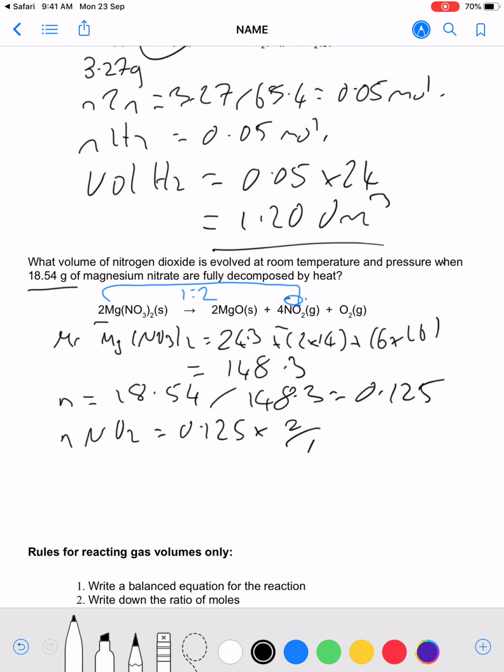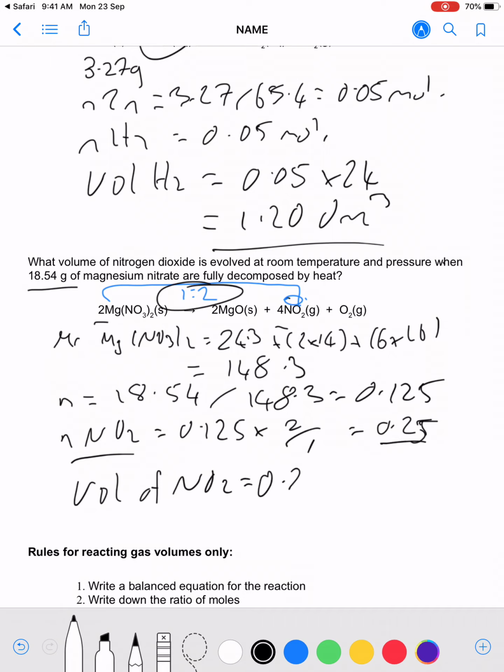So the moles of NO2 is 0.125 times 2 over 1. Why is it 2 over 1? Because that's the reacting ratio. So that equals 0.25 moles of my NO2. Now I'm home and dry. My volume of NO2 will equal 0.25 times 24, which equals 6 dm cubed.